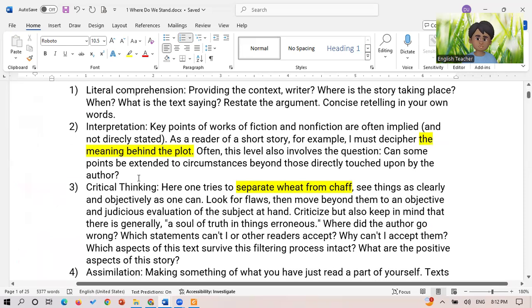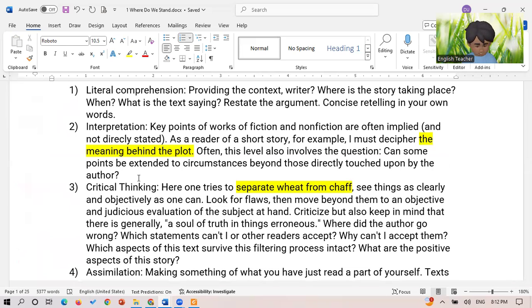The second level is interpretation. Now, in interpretation, often writers say one thing directly, but they mean something else, right? That is, when you make meanings which are not written in black and white, but you understand that this is what the writer is trying to say, that's interpretation. So here you look for key points in the work of fiction and non-fiction, which are implied, not directly stated, right? As a reader of a story, you should know the meaning behind the plot. What is the writer trying to say?